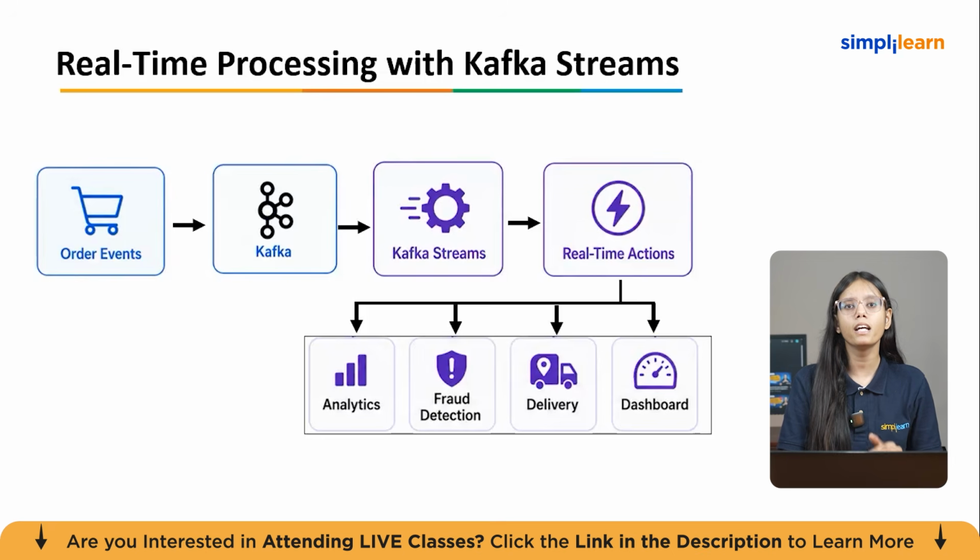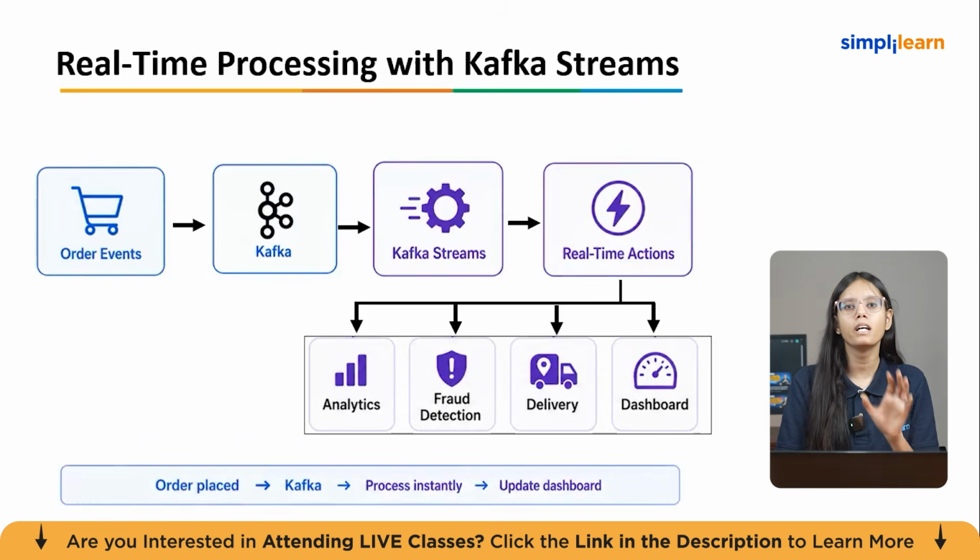So instead of waiting until the end of the day to analyze data, Kafka helps businesses take action immediately. So a simple way to remember it is like this. Kafka Streams helps process data as it arrives. For example, order placed, it goes to Kafka, it processes instantly and updates the dashboard. So, Kafka is not just about sending and receiving messages. It is also about handling continuous data streams in real time.